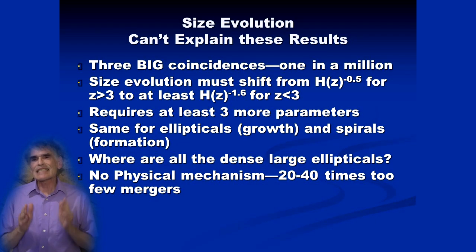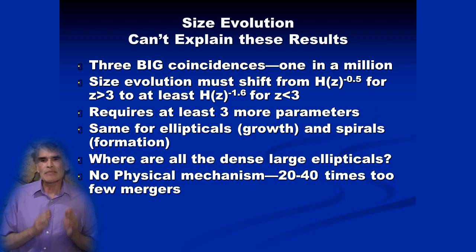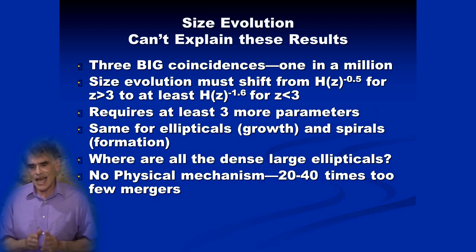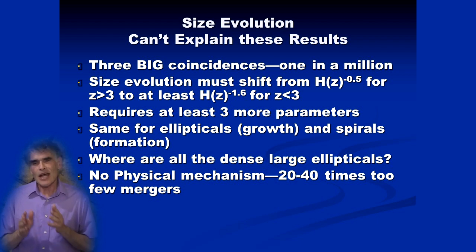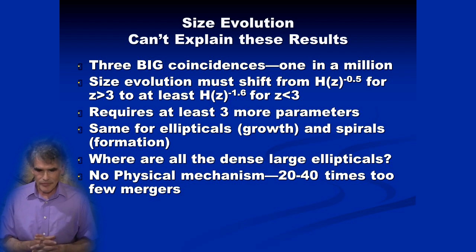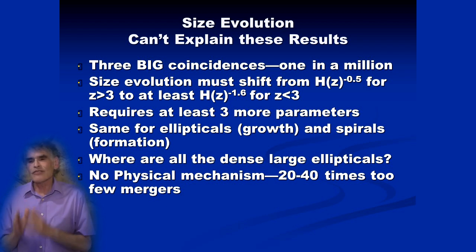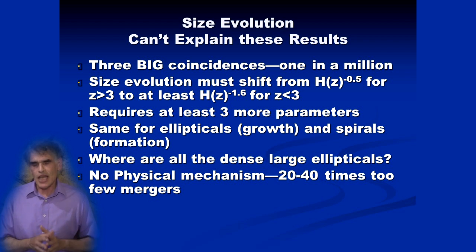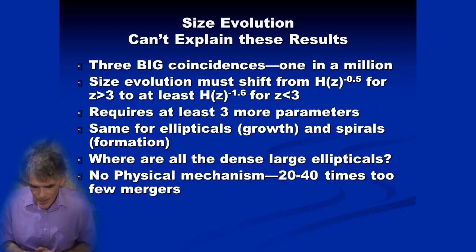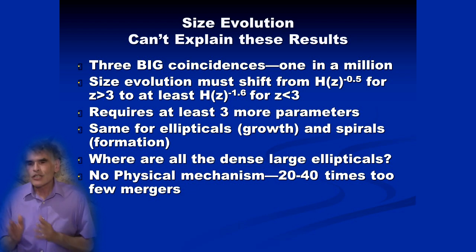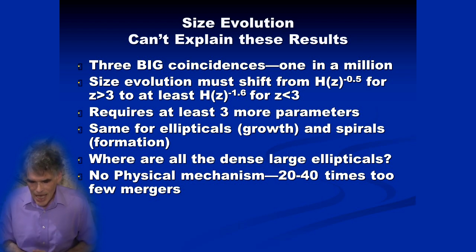So basically, size evolution in an expanding universe simply does not explain these results. First of all, you have these coincidences that add up to a few chances in a million. Second, an evolution rate that itself changes with H of z as we approach the present epoch. You have 3 more parameters needed to fit this data in the expanding universe than in the non-expanding case.